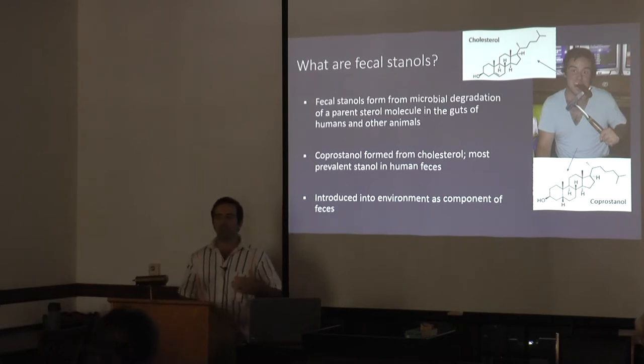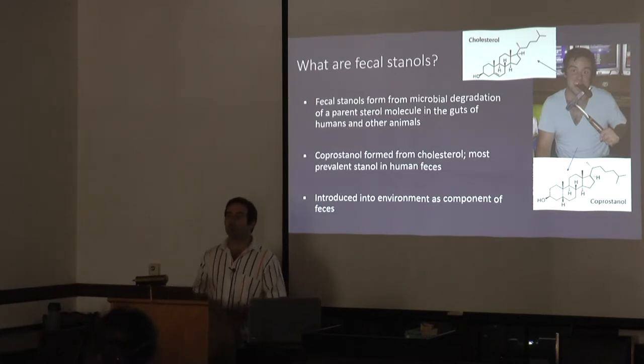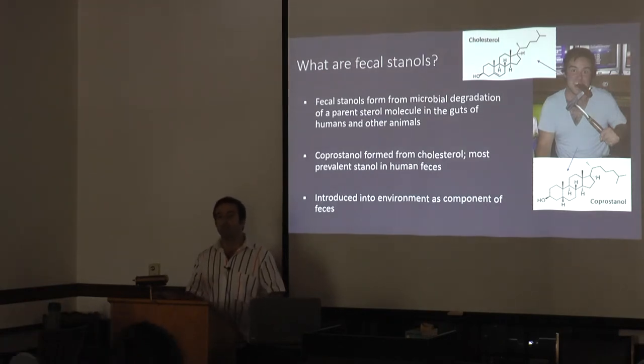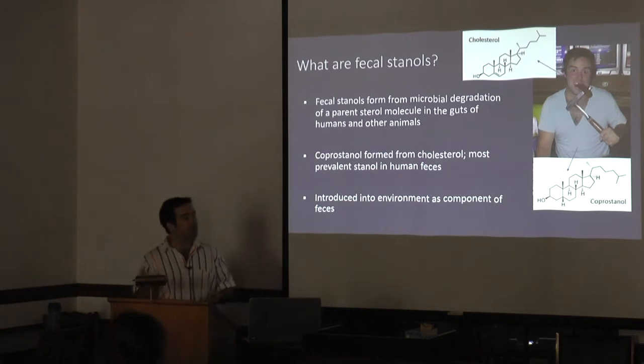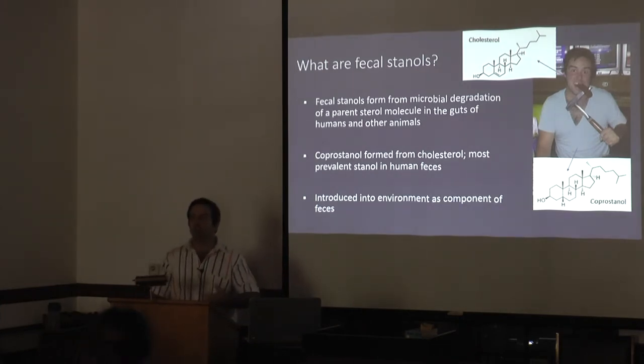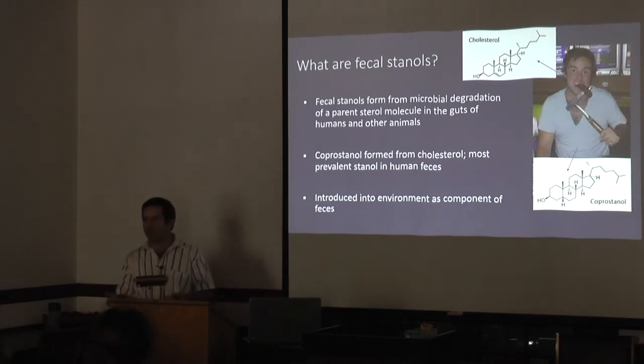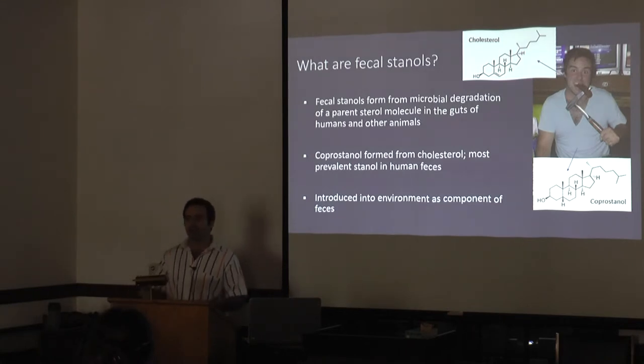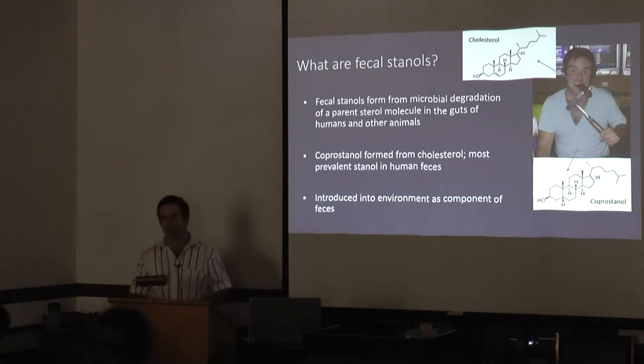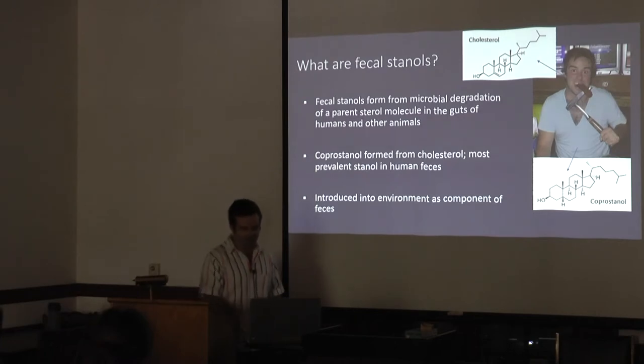And that's something that doesn't happen in every animal. Dogs, for example, do not produce any coprostanol because their gut biome is different enough from ours that they break it down a completely different way. Because of that and the fact that it's the most prevalent stanol in human feces, we use it as a human biomarker. And lastly, as is probably obvious by now, it's introduced into the environment as a form of fecal waste, so that's why it's called fecal stanols and why we had the poop emoji and all that fun stuff.